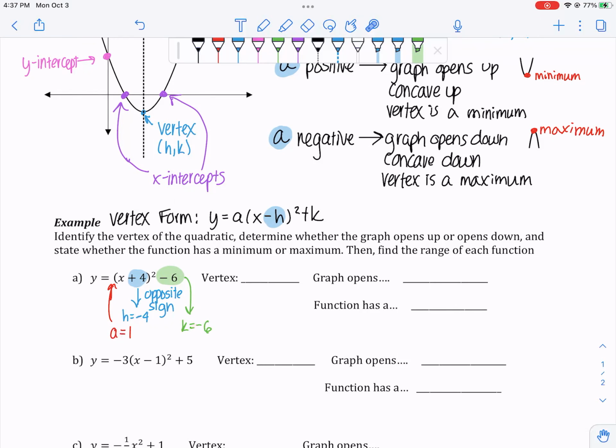So we have our a value, our h value, and our k value, and that's enough to answer every single question that we could possibly have. The vertex is at (h, k). So h is -4, k is -6. Because a is positive, a is 1, that means that the graph is going to open up. And if it opens up, that means the function has a minimum.